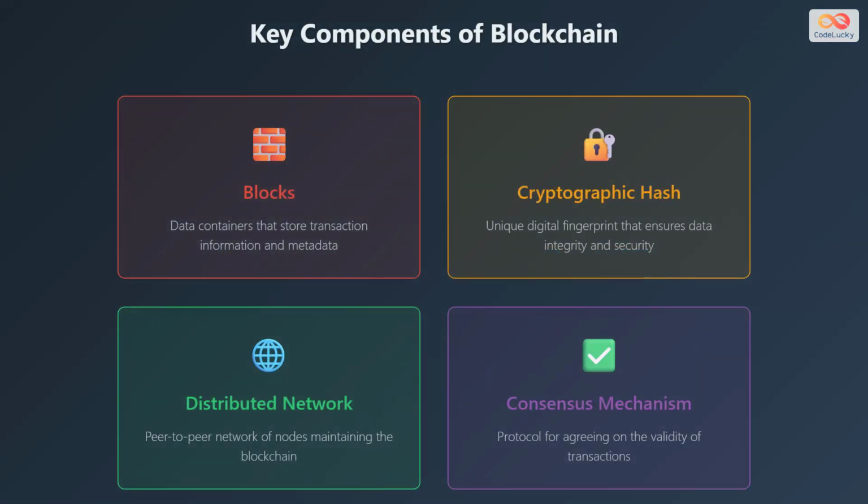Let's review the key components that make up a blockchain. First, blocks. These are the data containers that store transaction information and metadata. Second, cryptographic hash, which is a unique digital fingerprint that ensures data integrity and security. Third, distributed network, which is a peer-to-peer network of nodes maintaining the blockchain. Fourth, consensus mechanism, which is a protocol for agreeing on the validity of transactions.